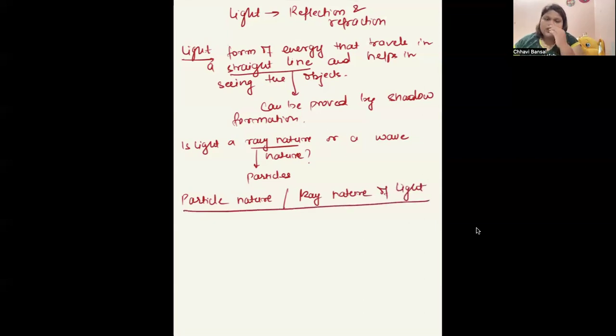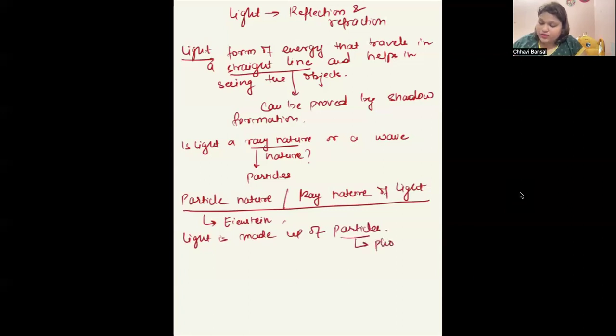So this concept was mostly supported by scientists like Einstein, and there are other scientists also. Okay. So what does this mean? Light is made up of particles. Okay. And these particles are called photons. So light is made up of particles called photons, which are traveling from one place to another.